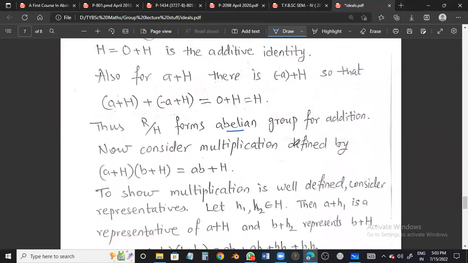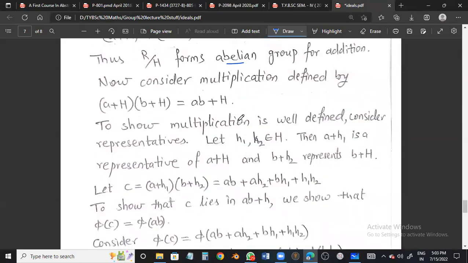Now let us talk about multiplication, because with multiplication I want binariness also. Then I want the multiplication to be associative, and lastly I want multiplication to be distributive. So let us go one by one. First, to show multiplication is well defined: beforehand, the definition must produce something meaningful, and I need to show that. Because we are writing A plus H multiplied by B plus H, I mean set multiplied by set, I need to show that all the elements are there. So this is our responsibility.